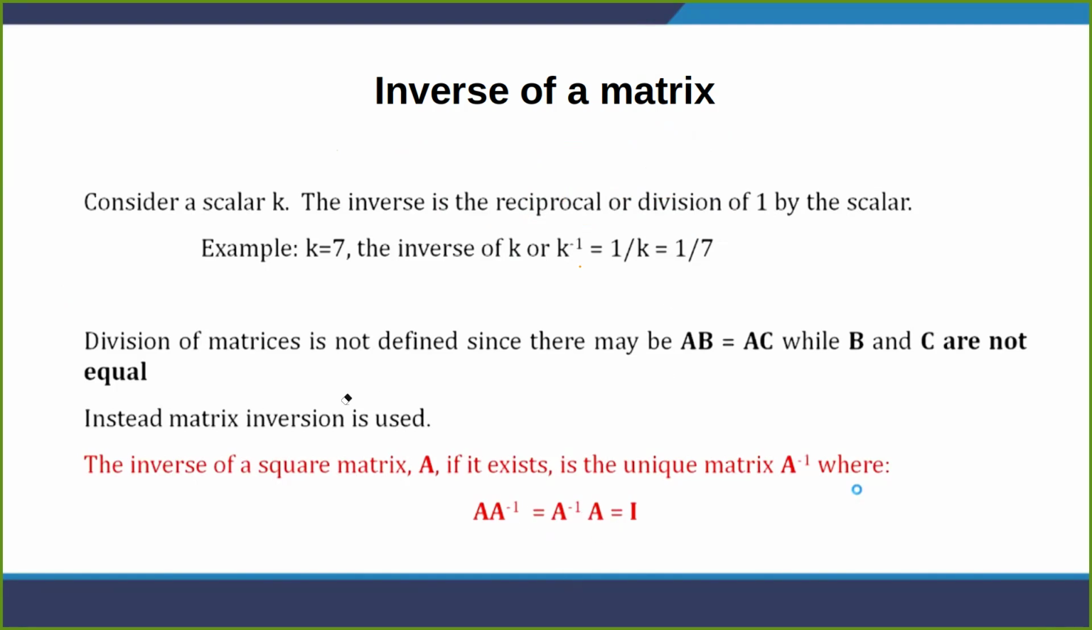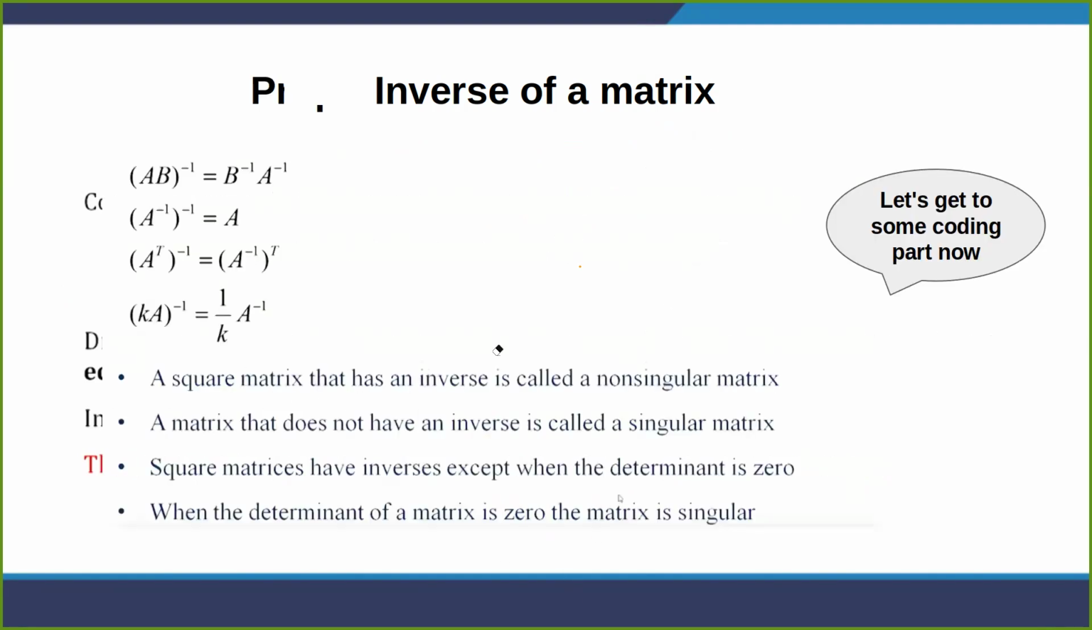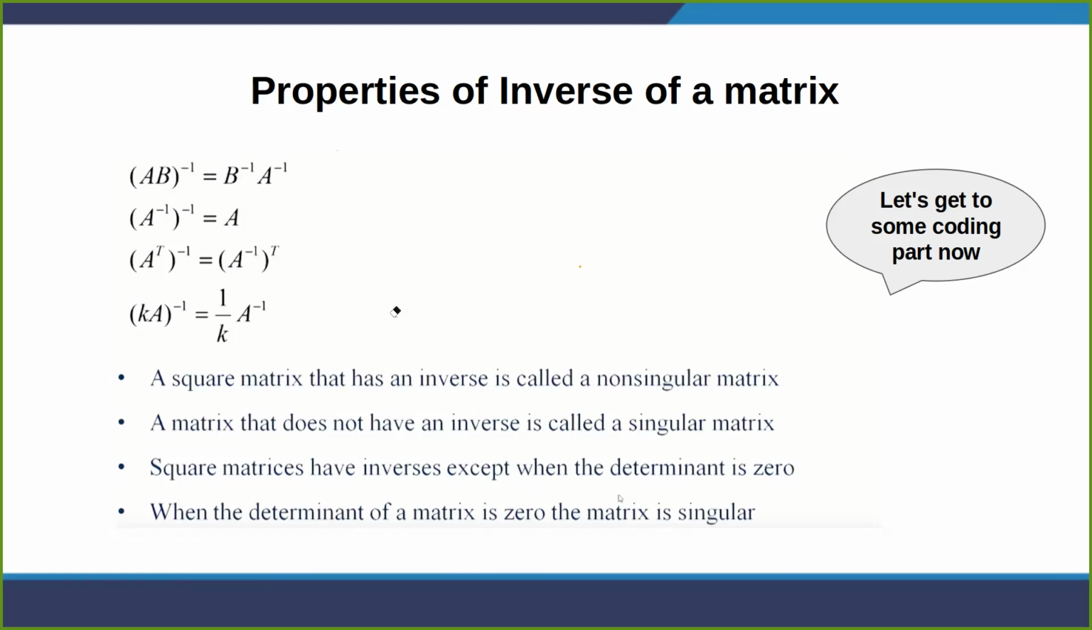These are the properties of inverse of matrix. If A into B is inverse, you can calculate it as B inverse into A inverse. Inverse of A inverse is basically A. And the inverse of the transpose of A is basically the transpose of A inverse. And then K into A inverse: if both are invertible, then for K you can do it normally, 1 by K. And for A inverse, you have to have this A inverse only.